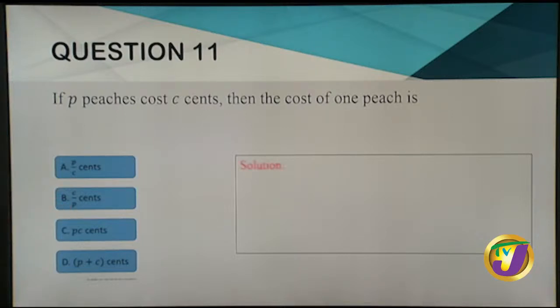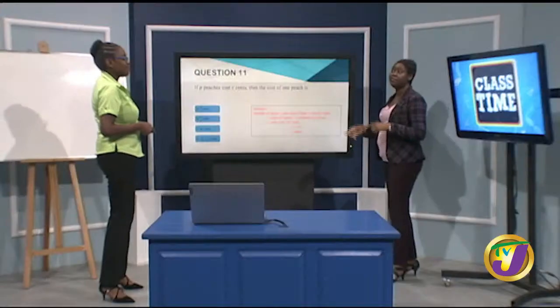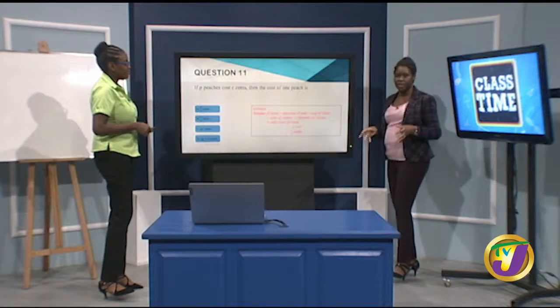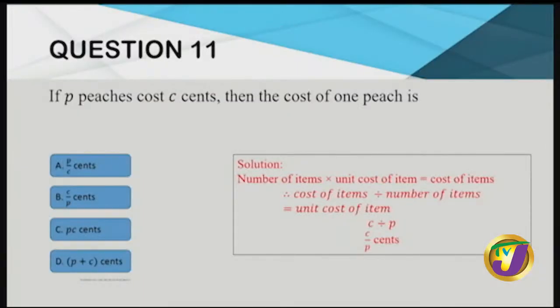So our answer here is going to be? As we had discussed before, the number of items multiplied by the unit cost of the item will give us the cost for the total items. However, if you want to find the unit cost for the item, you'd have to divide the total cost by the number of items. Right. So our answer here is B. B for Bailey.